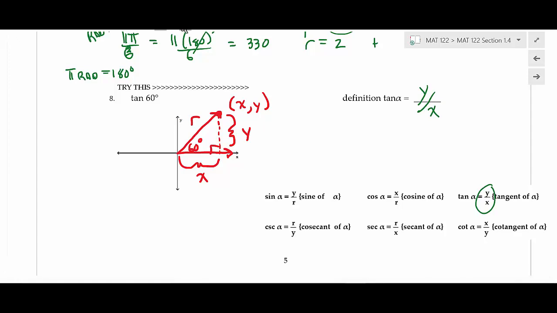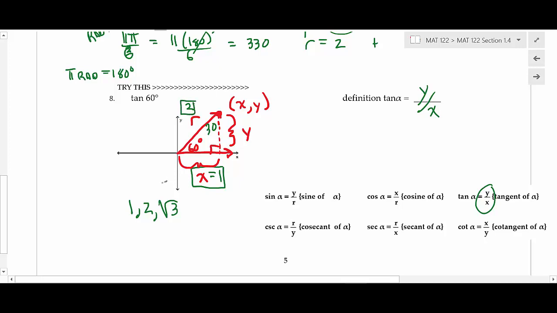It's all about the 30-60 triangle again. If that angle's 60, then that's 30. And then the sides go 1, 2, square root of 3. So it's a matter of putting them in the right spot. 1 is small, so 1 goes there. That means x in this problem is 1. 2 is the biggest, so that's the radius. So the radius is 2. And then y would be opposite 60.